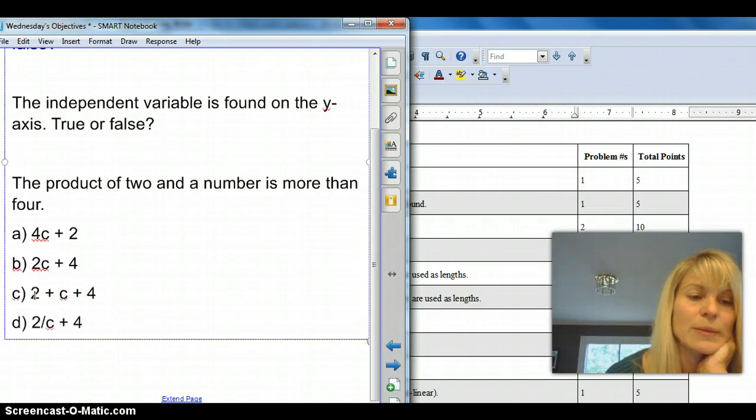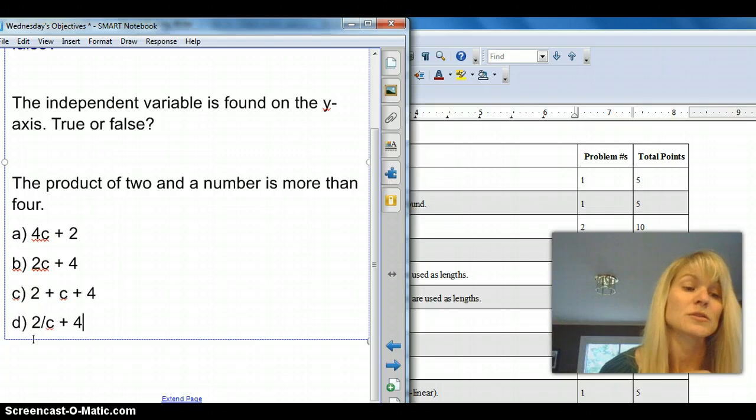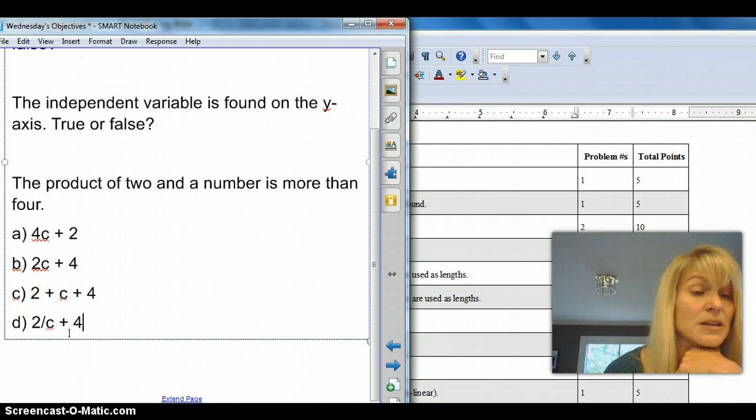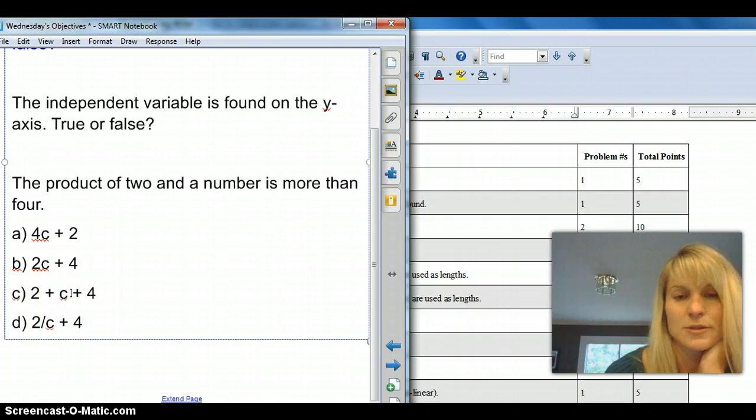So I went through and I made 2 plus c plus 4, because maybe the student doesn't know what product means, and you know what product is. And then I put 2 divided by c plus 4, because maybe they don't understand that product is multiplying, not dividing. So the idea behind making this type of question is writing a written expression and getting 4 answers. And you want to make sure that one of your answers is not obvious.